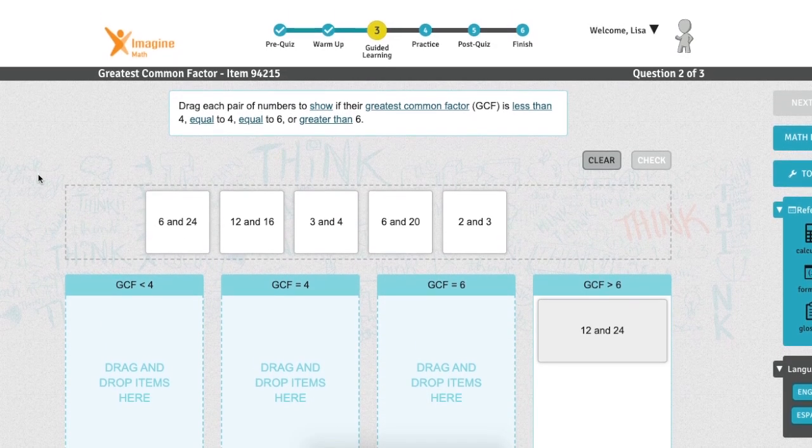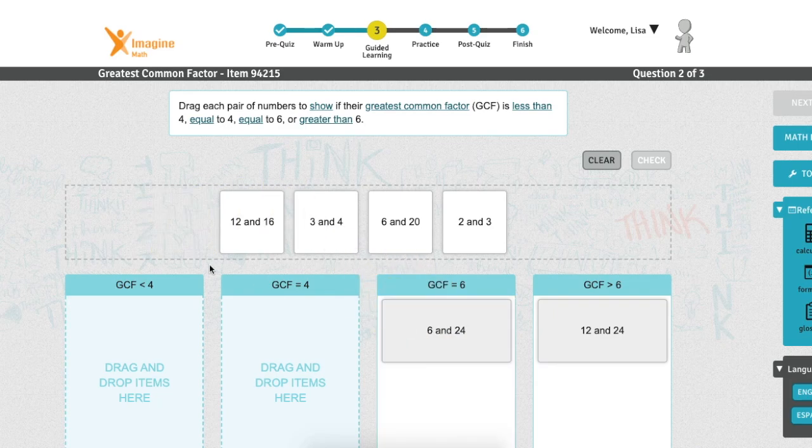How about 6 and 24? Well, we just talked about how 12 has 6 and 24 has 6 because you can divide 12 by 6 and get 2, and 24 by 6 and get 4. So I know that it has 6 in common. It has other common factors too, but we want to go for the biggest one. So that's going to be 6.